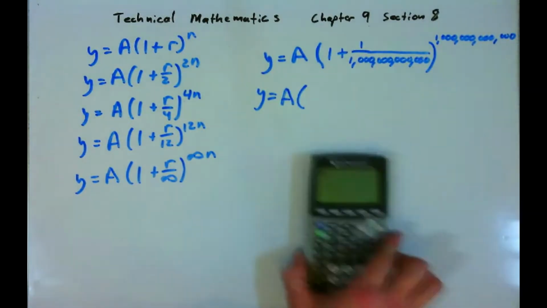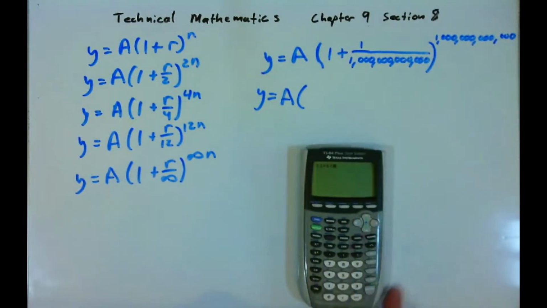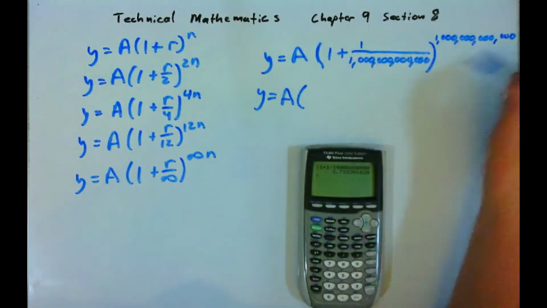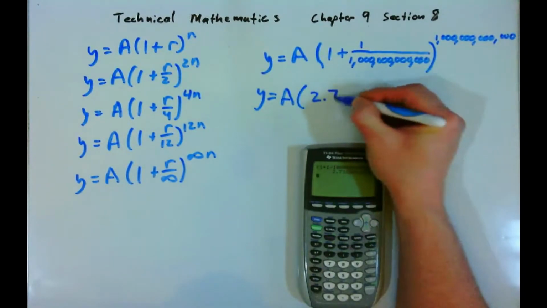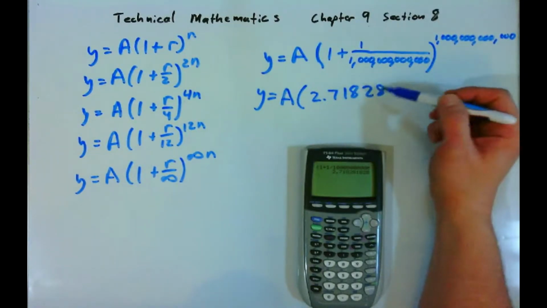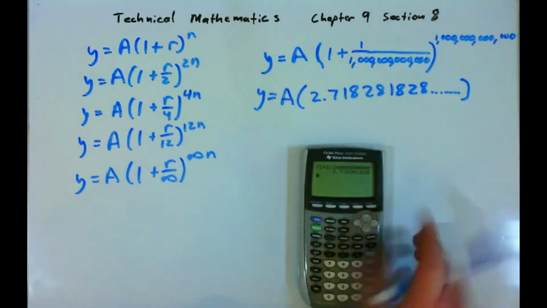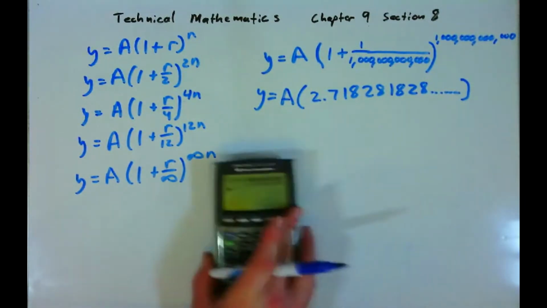So we will have open parentheses, 1 plus 1 divided by 1 trillion, that's 1 with 12 zeros, raised to the 1 trillion power, so raised to the 1 with 12 zeros power. And the number that we get, this all works out to be 2.71828 1828, and this will go on forever. My calculator can only show 8 digits, but it goes on forever.